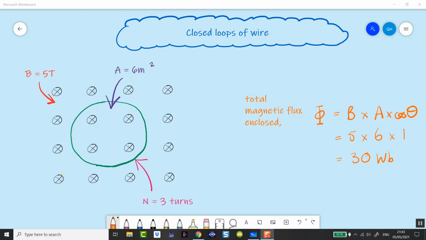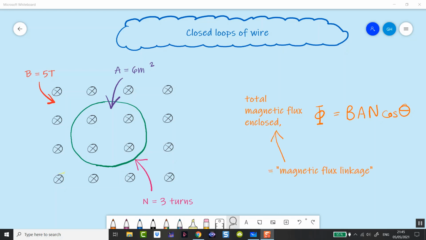So we can calculate the total magnetic flux inside a coil by multiplying the flux inside one loop by the number of turns, capital N. We call the total magnetic flux in an area enclosed by a conducting loop the flux linkage.